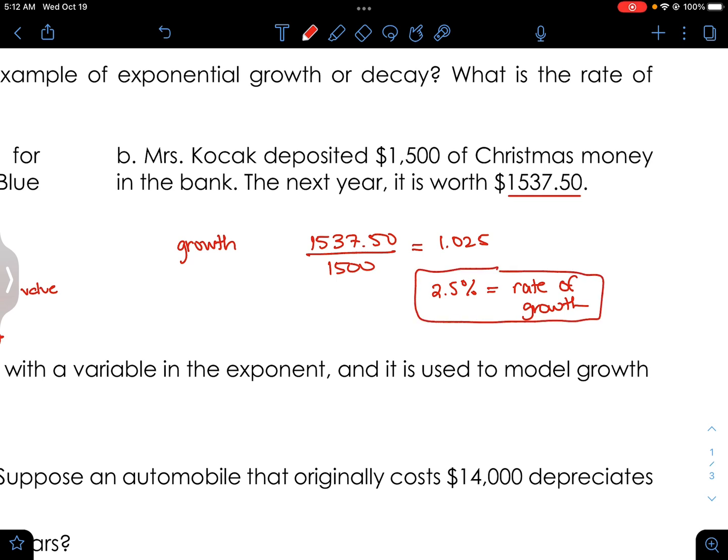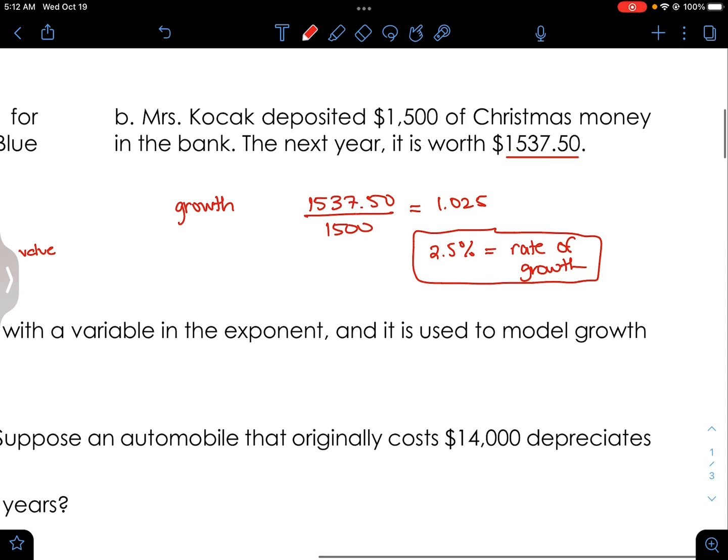And again, in order to figure that out, what you can say is I had 100% of my money. It's growing, so I need to add on to it whatever the rate of growth is. And when I do that, I know that I have 1.025. And so if you solve for R by subtracting 1, you get R is equal to 0.025, which is equal to the 2.5% growth that we said we had.